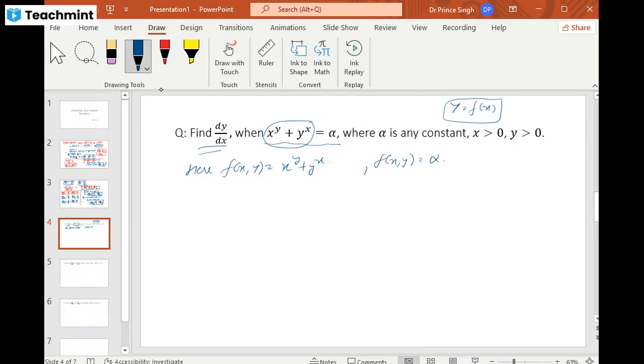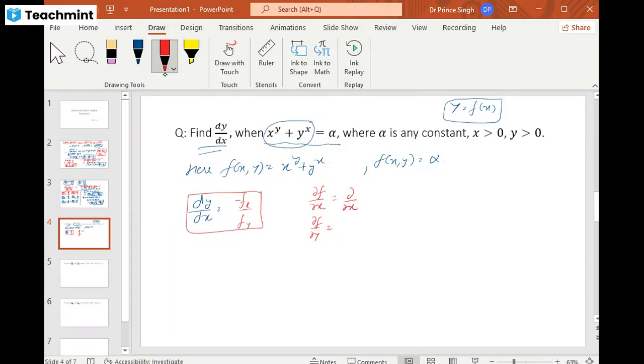So now we need dy upon dx. What is the formula of dy upon dx using the derivative of an implicit function? This is equal to minus of f of x, x is in the denominator, upon f of y, because y is in the numerator. So firstly I need to find the partial derivative of the function with respect to x and with respect to y. Right, so what is the derivative of the function with respect to x?